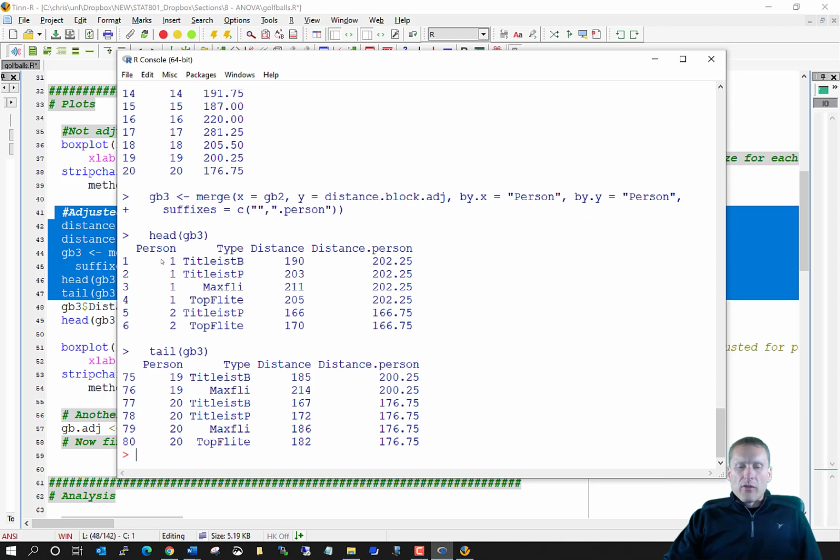Okay, so for person 1, they actually have 4 different observations: Titleist B, Titleist P, Max Fly, and Top Flight. Here are their corresponding distances. And then what I did was I merged into this data frame what their corresponding overall mean was. So the overall mean of 190, 203, 211, 205 is 202.25. Then if we look at the very last person, again, we have the 4 different golf ball types. We have their corresponding distances for each golf ball. And then the overall mean was about 177 yards for that golfer across the different types.